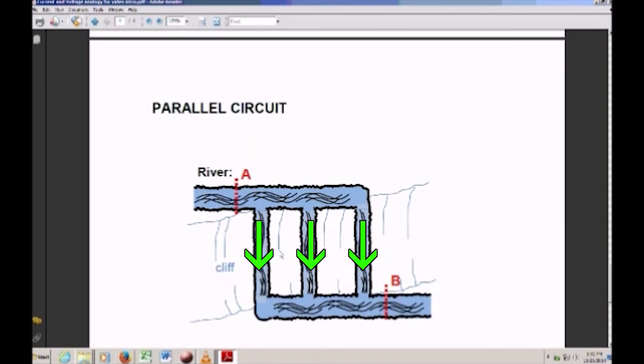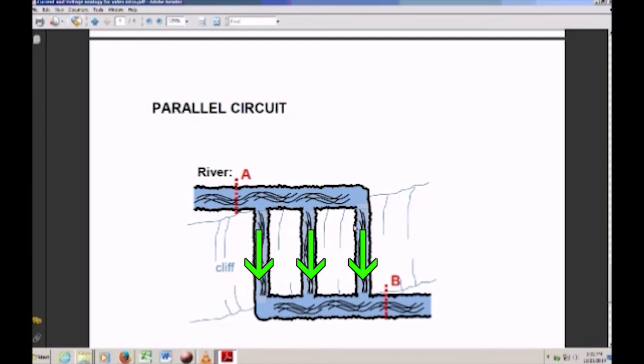However, the current in each individual stream must be less than the total current, because it's just one fraction of the total river. So they all have a smaller amount of water flowing through them than the total river did. However, we also know that if we add up the current from this branch, and this branch, and this branch, that should sum up to the total current.